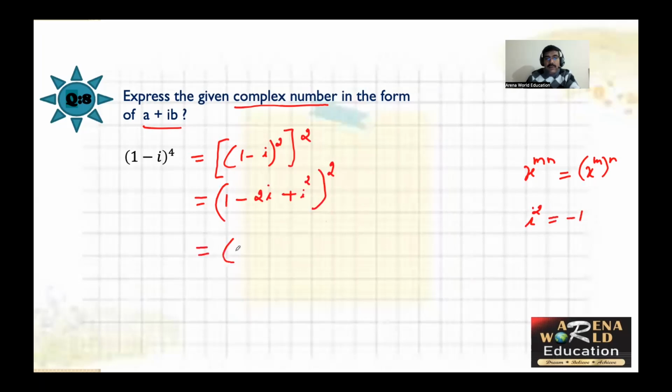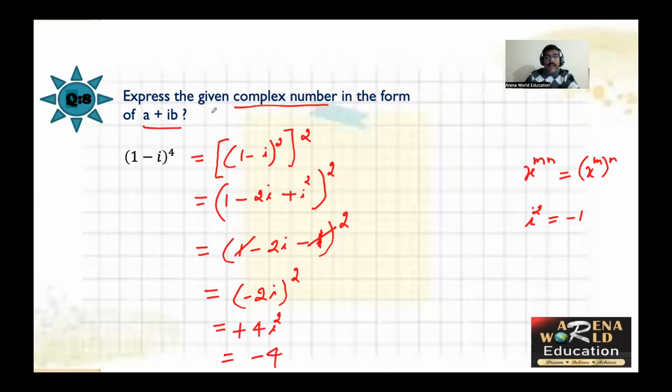So it will be (1 minus 2 iota minus 1) whole raised to power 2. So 1 minus 1, that is gone. We are left with (minus 2 iota) whole square. So minus into minus will be plus, and 2 2s are 4, and it is iota square. And iota square is minus 1, so this will be reduced to minus 4.